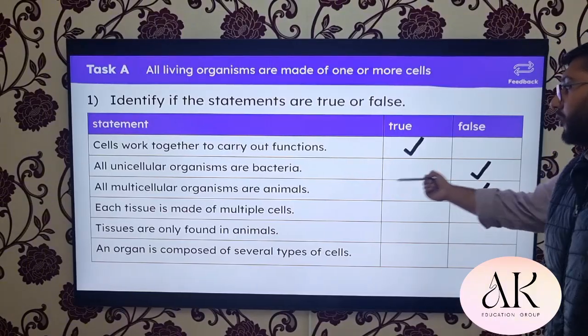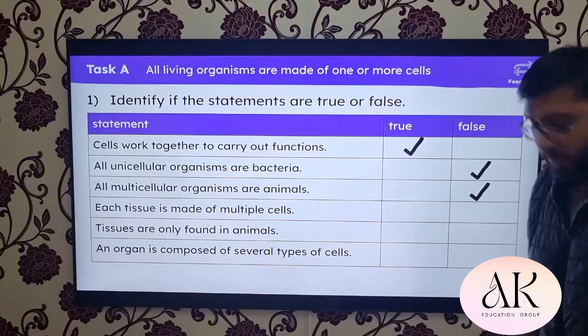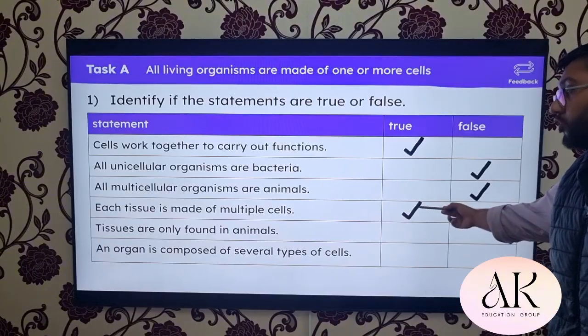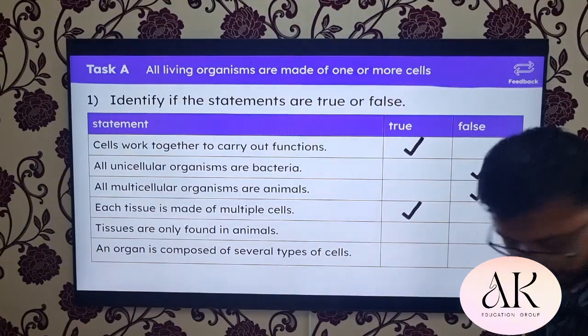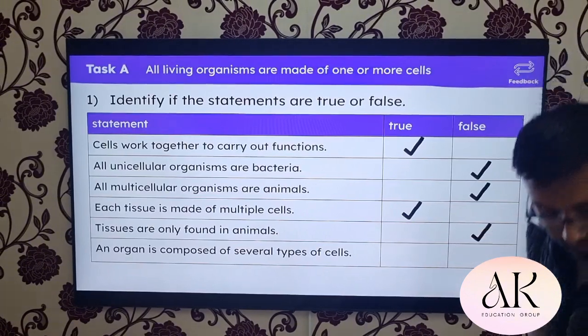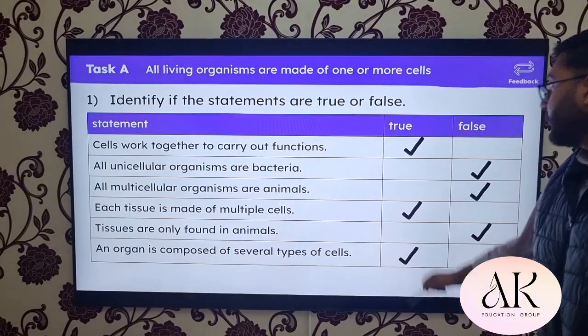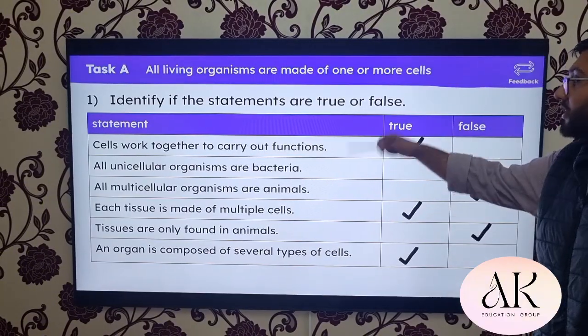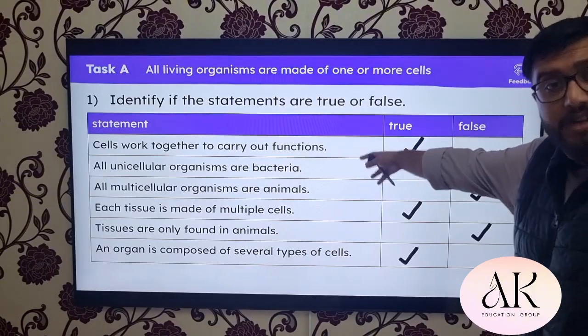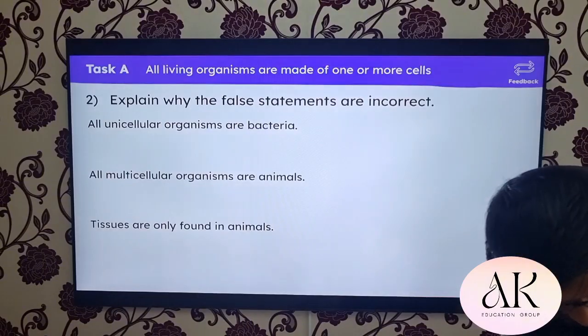All multicellular organisms are animals. False. Each tissue is made up of multiple cells. True. We went through that in the previous slide. Tissues are only found in animals. False. An organ is composed of several types of cells. True. So you can see, guys, some of these statements are just to get your mind thinking, for you to actually understand the content that we're learning.